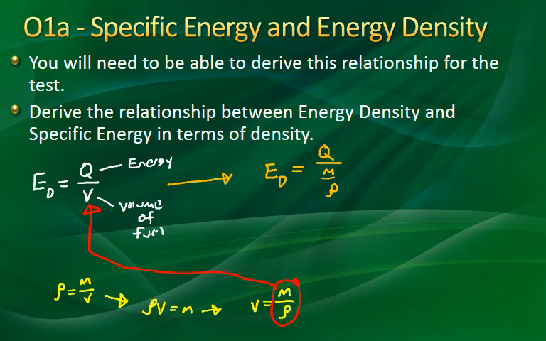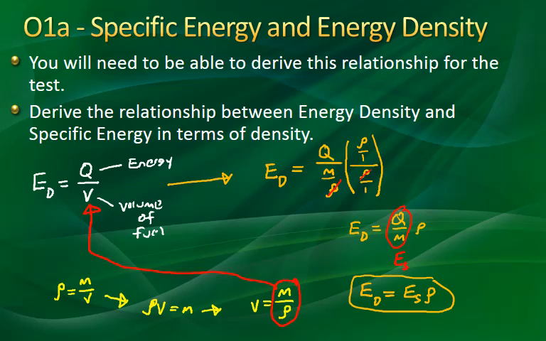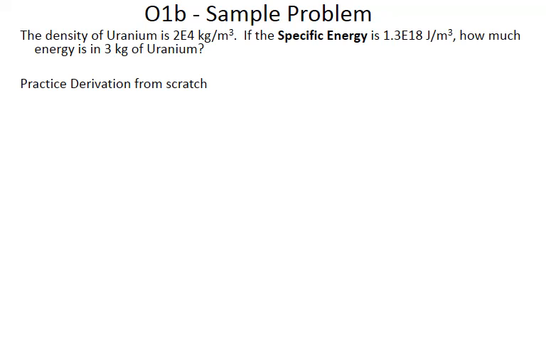And once we have that, we can rearrange the equation, multiply the top and bottom by density, and that's gone there. And so Q over M, right, that's specific energy right here. And so that's how we get energy density from specific energy, or vice versa, right? We multiply the specific energy by density. So you will need to be able to derive this, and it'll be a good idea to practice this, because you'll need to be able to go back and forth easily with that.